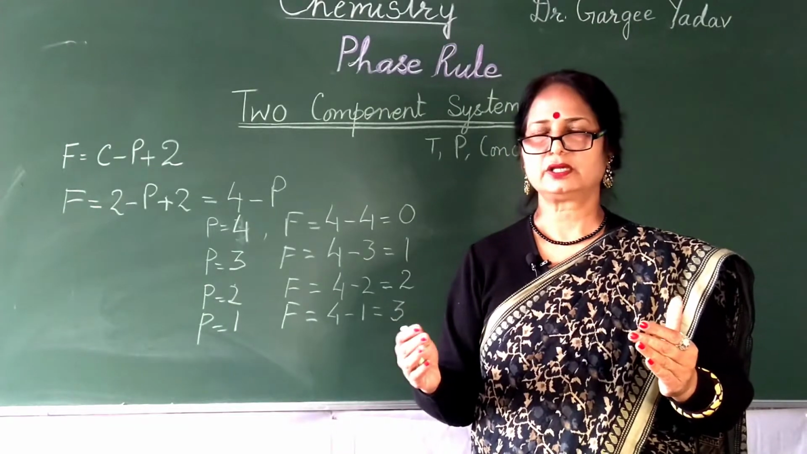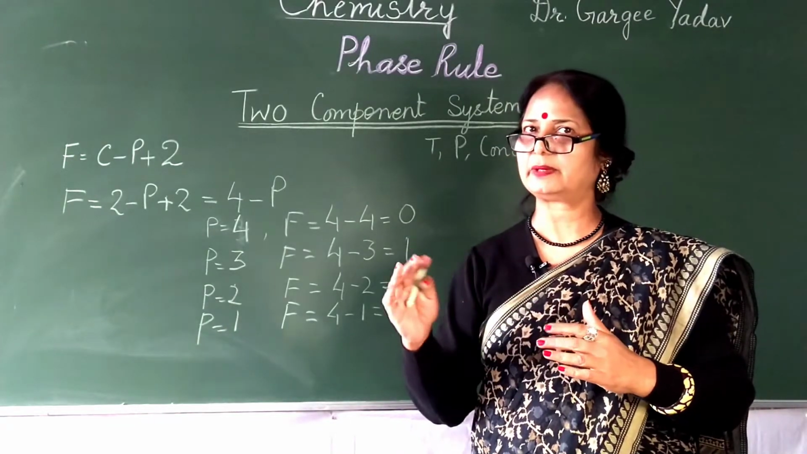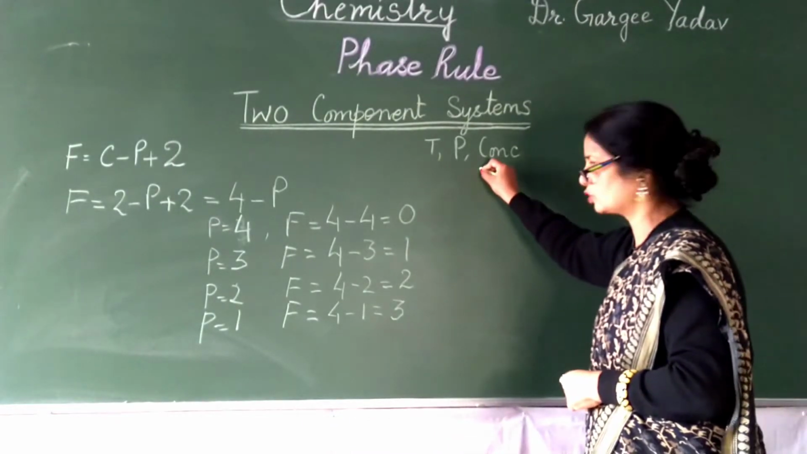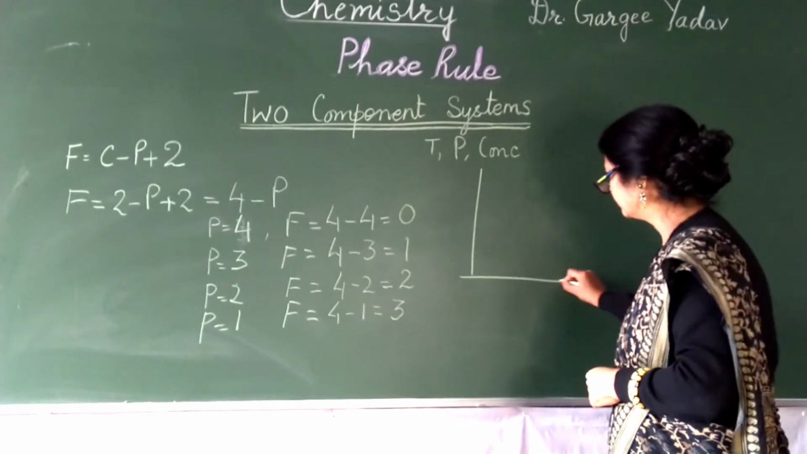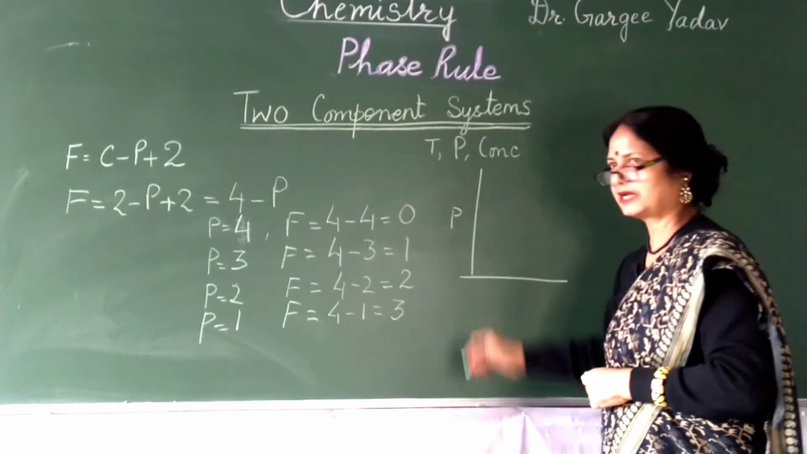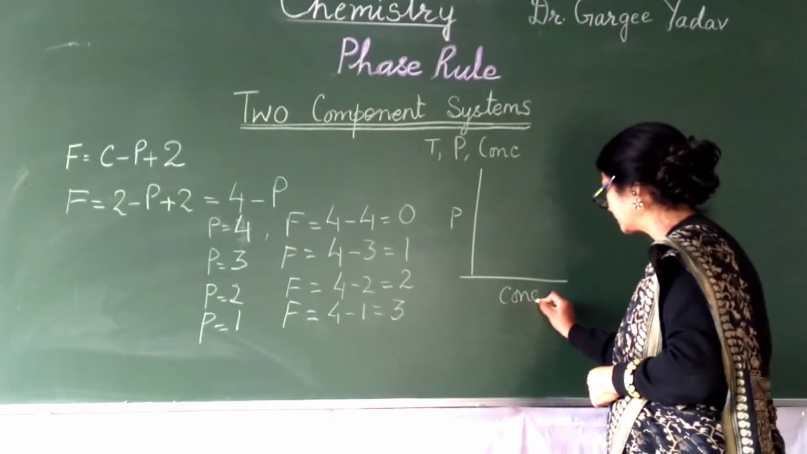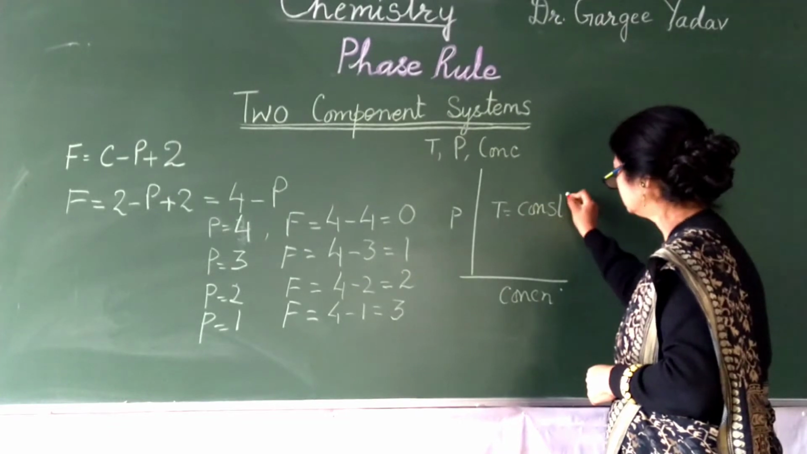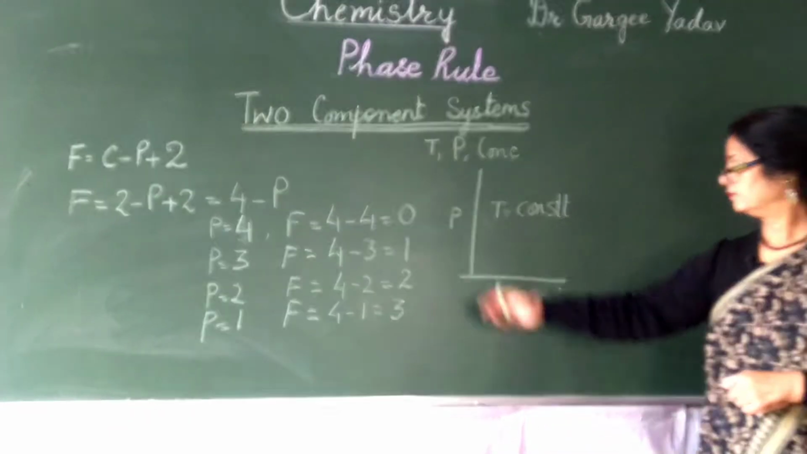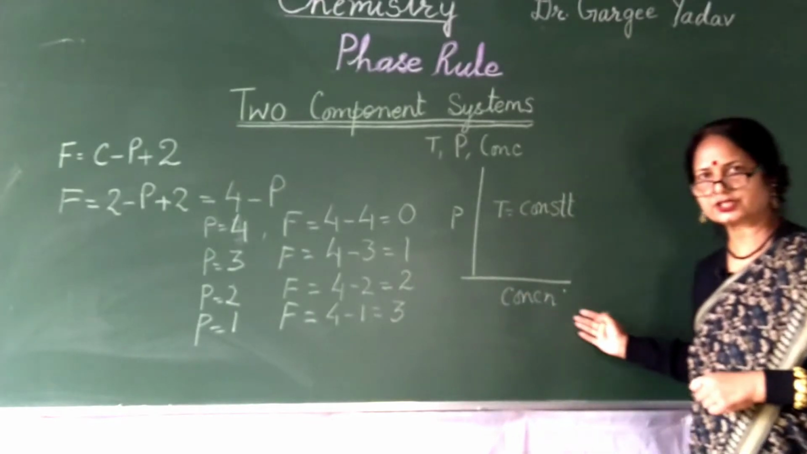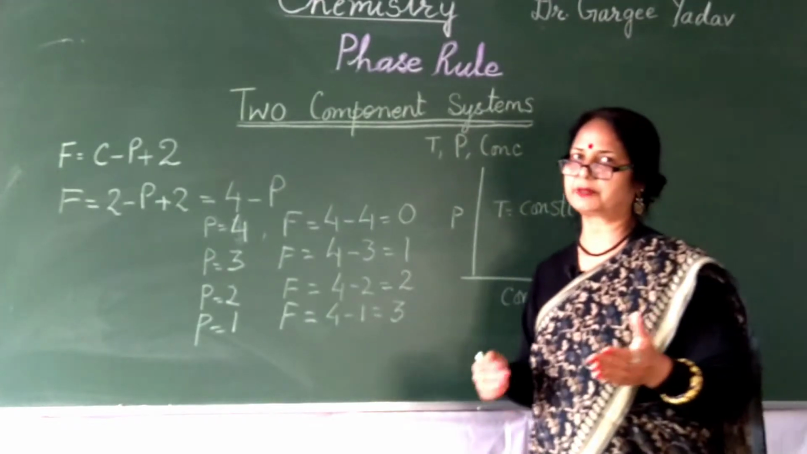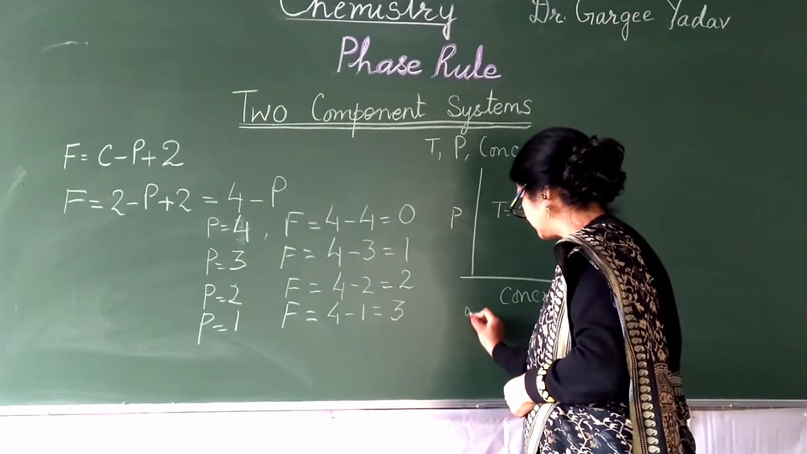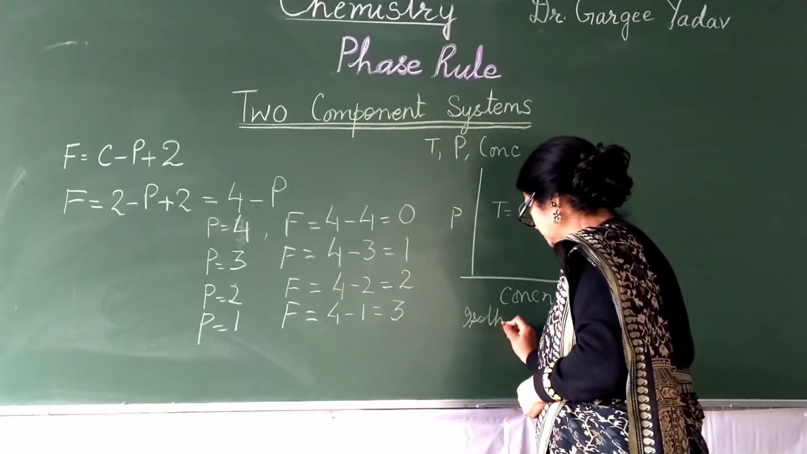So what we do is that we keep one of the variables as constant. Suppose we keep temperature as constant, then we will draw a phase diagram taking pressure and concentration into consideration, and we keep the temperature as constant. Such diagrams are known as isothermals.